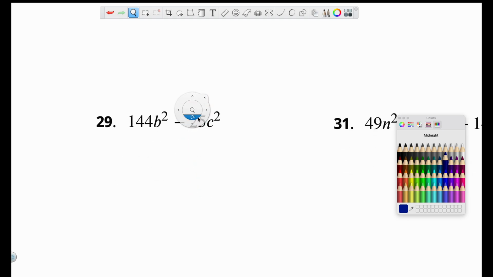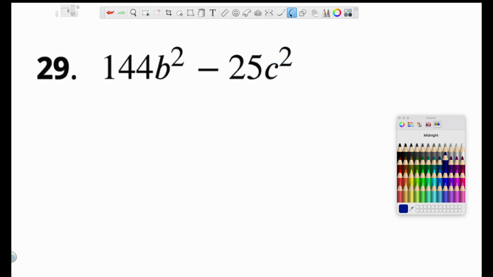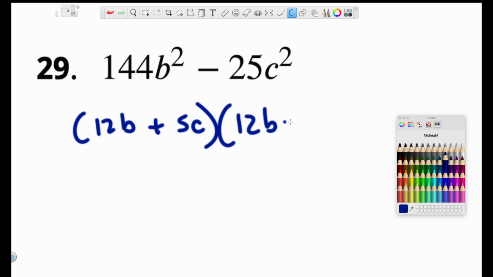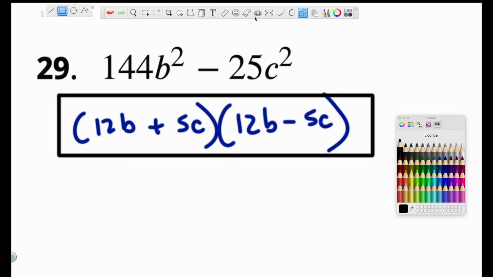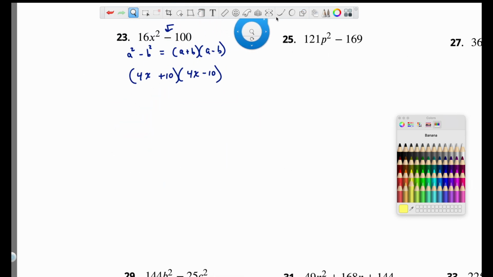29. Let's take a look at this. 144b squared, that's a perfect square. 25c squared, that's a perfect square. We're subtracting, so this is the same thing. 12b plus 5c, 12b minus 5c. And that one is done. I gotta box this in. Gotta do it.